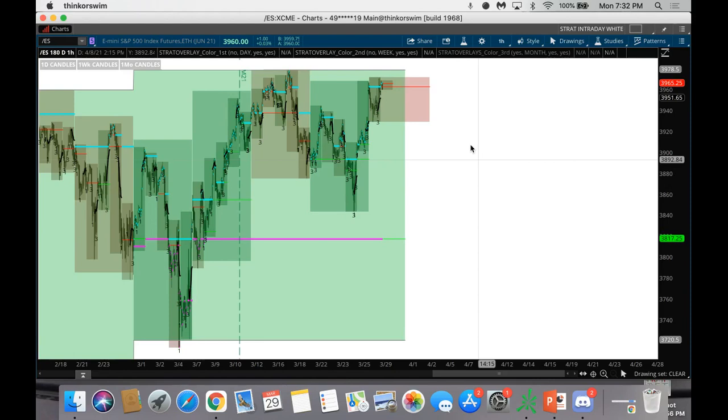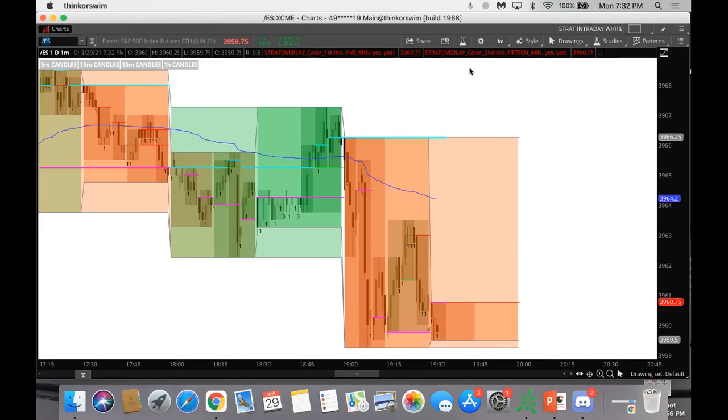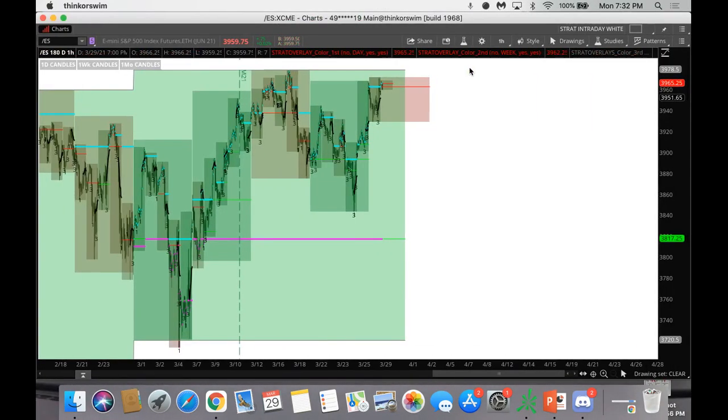I need to take a moment to explain what you're looking at here. This is a chart that I developed. It's one of my many scripts that are available on usethinkscript.com. And I have two of them. I have an intraday and I have the full time frames.